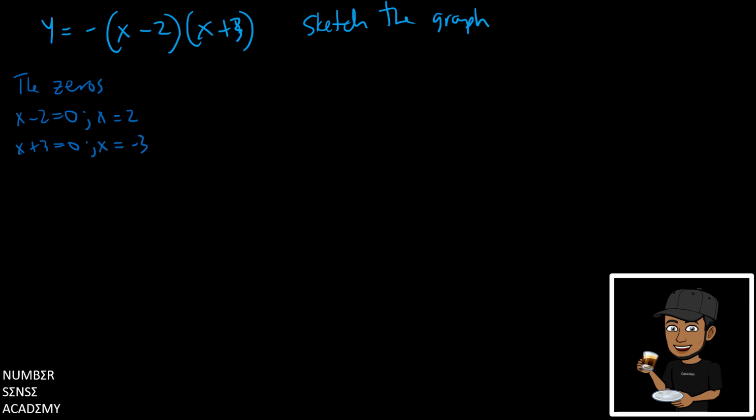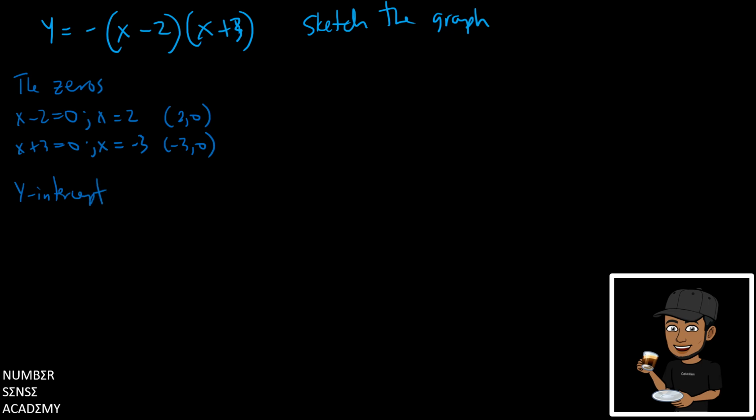Okay, so because the zeros are also x-intercepts, I know that I intuitively let y equals 0. So the coordinate for this is going to be 2, 0. And for this one, it's going to be negative 3, 0. Okay, so I know those coordinates, 2, 0 and negative 3, 0. The other thing I'm going to do, I'm going to find the y-intercept.